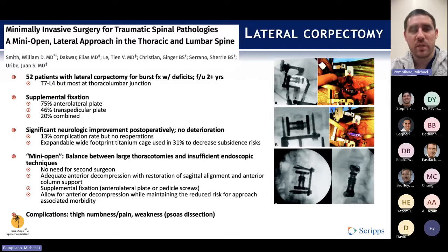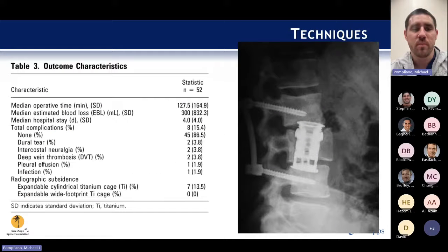You can get adequate anterior decompression, like I said, with restoration of the sagittal alignment and anterior column support. The supplemental fixation aids in fusion rate and prevents peri-implant failure. And you can get decreased risk with the less invasive approach. This does have complications similar to other lateral surgeries of thigh numbness, pain, and weakness secondary to psoas dissection.